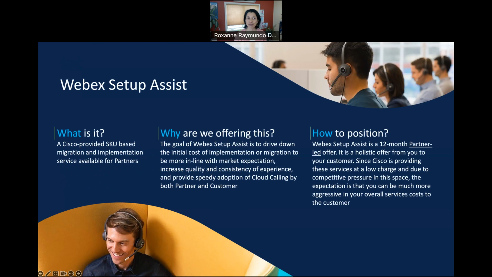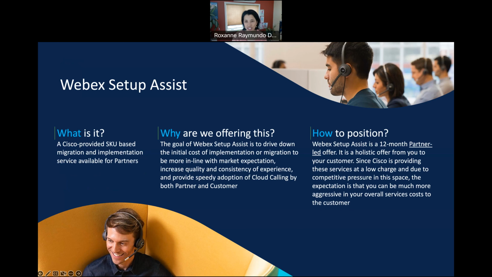So to start, what is Setup Assist? Setup Assist is a Cisco-provided SKU for both migration and implementation services. The reason we decided to offer Setup Assist is to really drive down the initial cost of implementation and migration, and to be more in line with market expectations. The ultimate goal of Setup Assist is to provide a speedy adoption of cloud calling for our partners and customers.